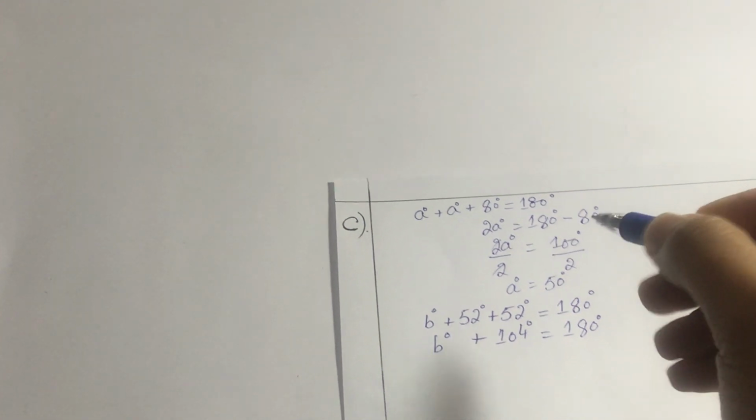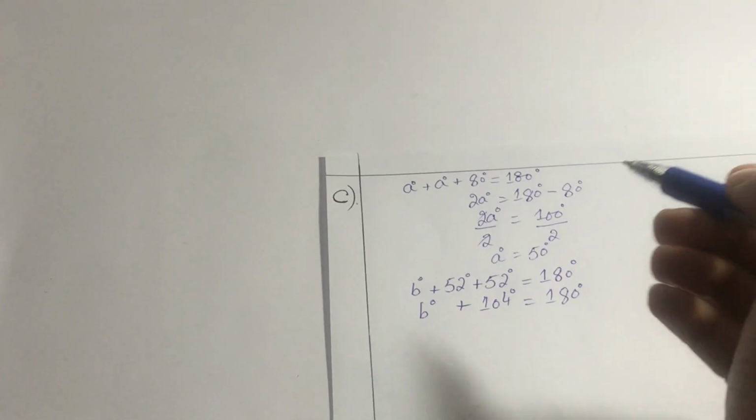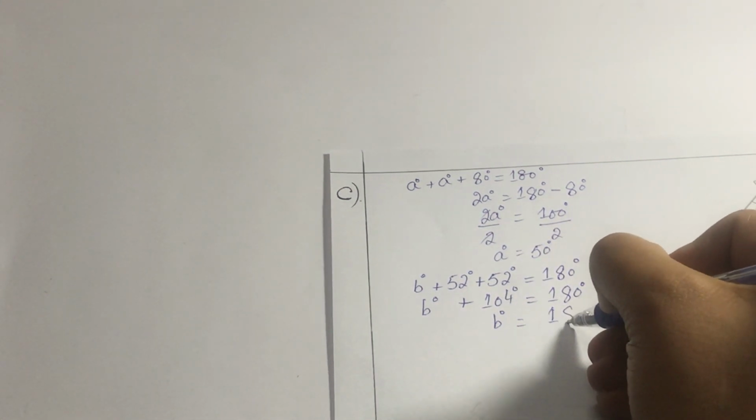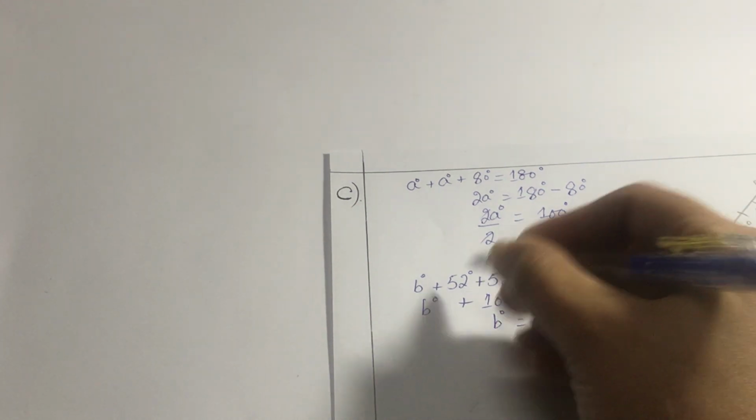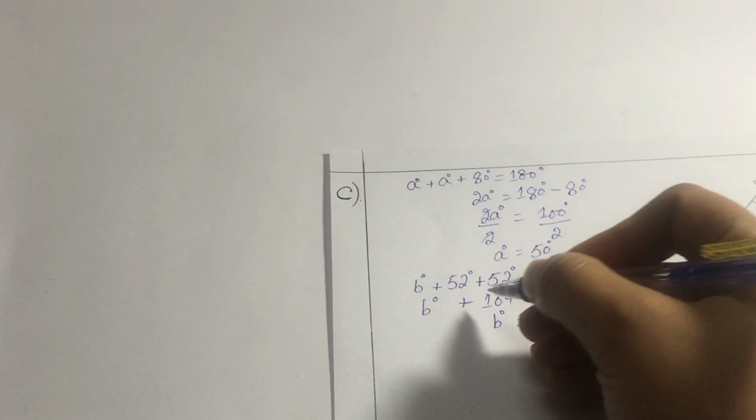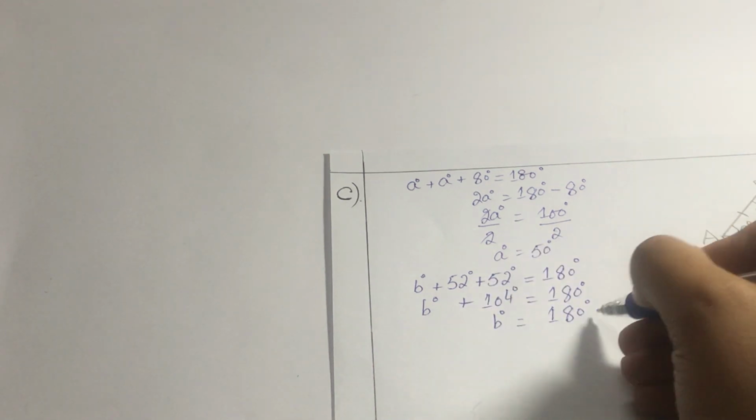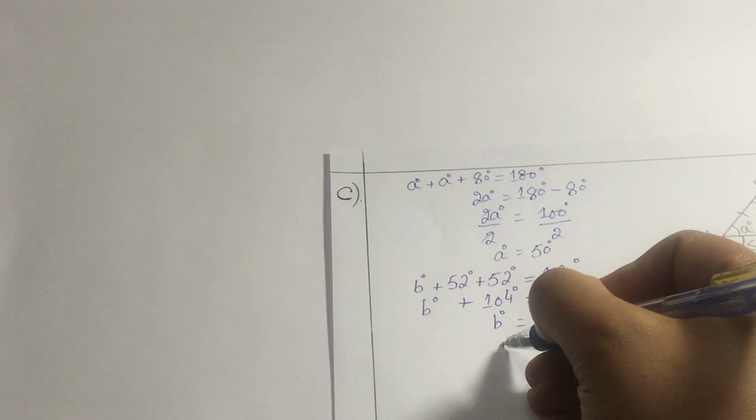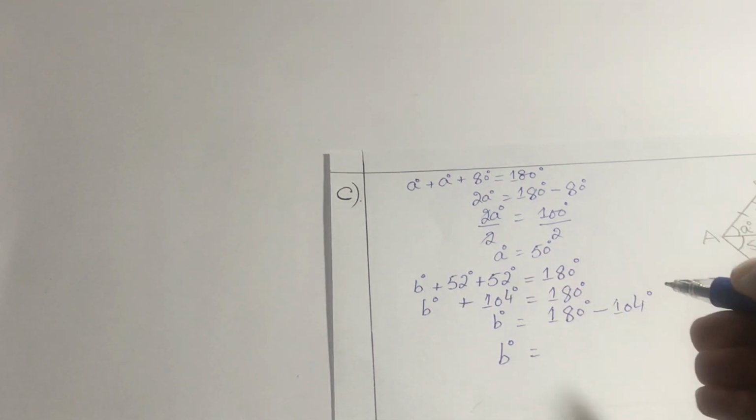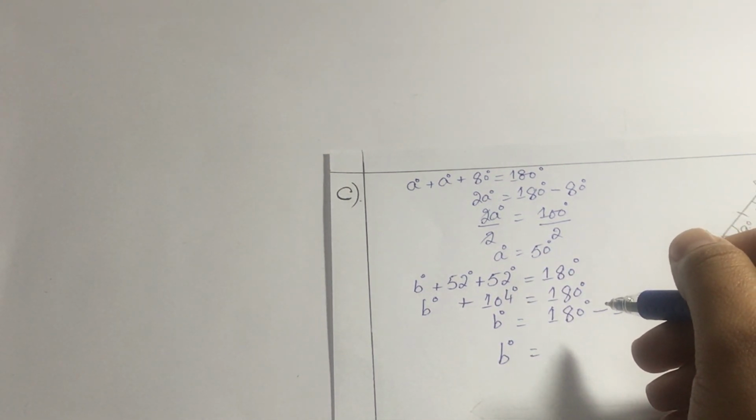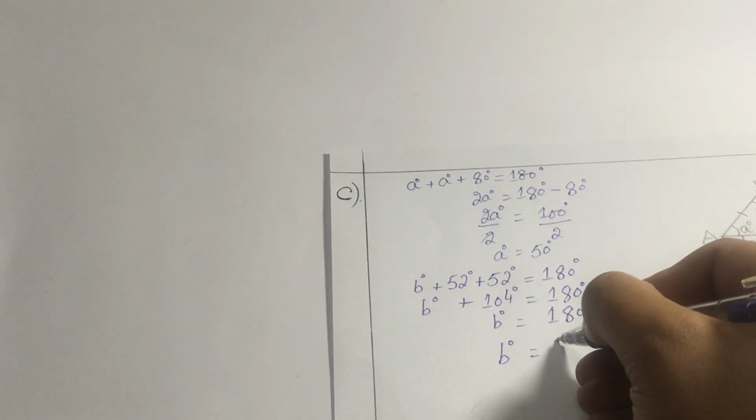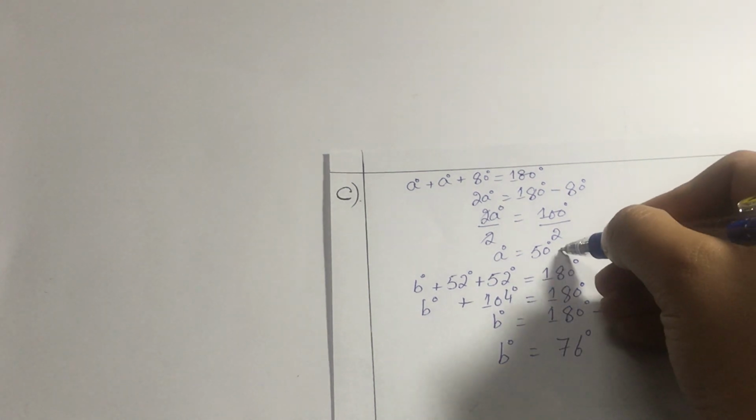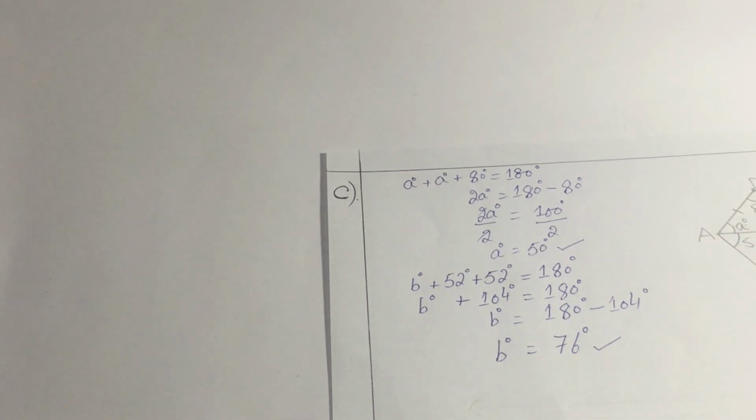Again, combine the like terms. 104 and 180 are the like terms. So, I'll shift 104 to the other side, and when I shift it to the other side of the equation, I'll change its sign. It's positive, it would be negative, right? So, b degrees would be equal to 180 degrees minus 104 degrees, it would be 76 degrees, right? So, here is your unknown.